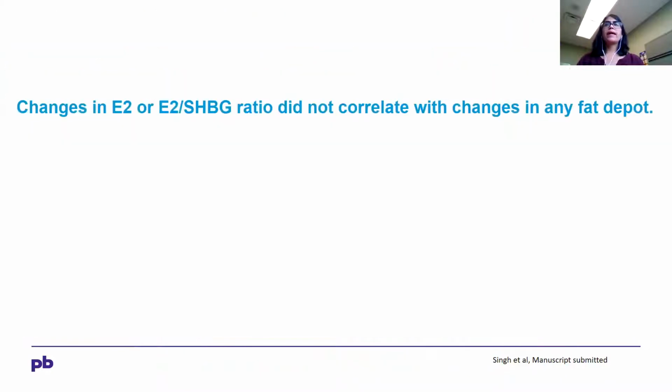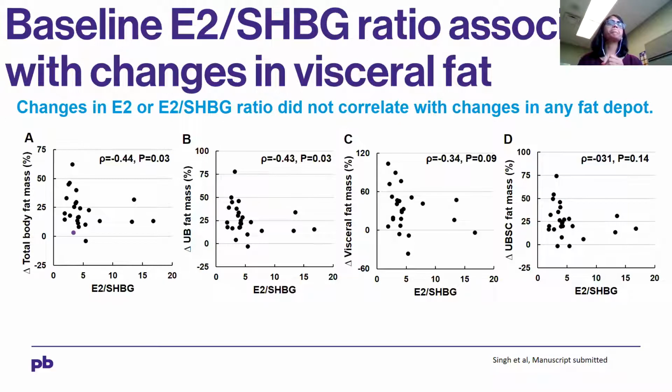So we went back and saw what was happening, and we realized that neither changes in estrogen per se or the estrogen-SHBG ratio correlated with any changes in any fat depot. So we were kind of a little disappointed that our hypothesis is not what is happening, right? But what we did see was that the baseline E2-SHBG ratio associated with the changes in visceral fat.